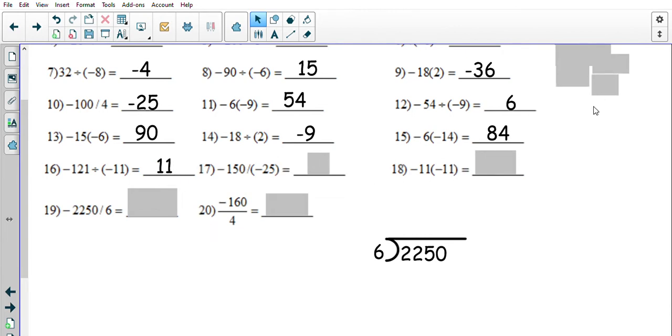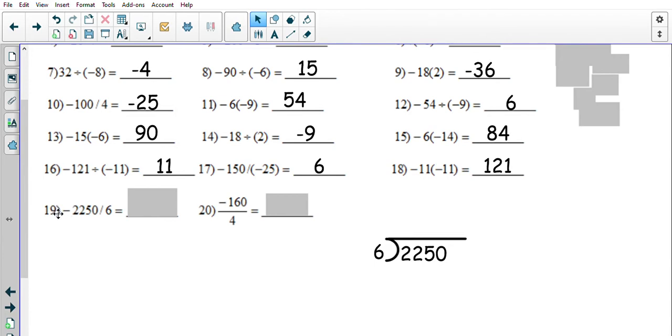All right, last few. Negative 150 divided by negative 25. For this problem, I have to recognize that 25 goes into 150 6 times, and a negative divided by a negative is going to get us a positive. Number 18, we have negative 11 times negative 11. Again, knowing those multiplication facts, 11 times 11 is 121. Negative times a negative is going to get us a positive solution.